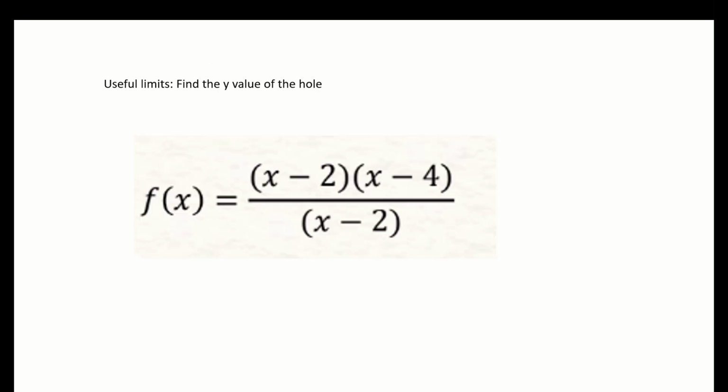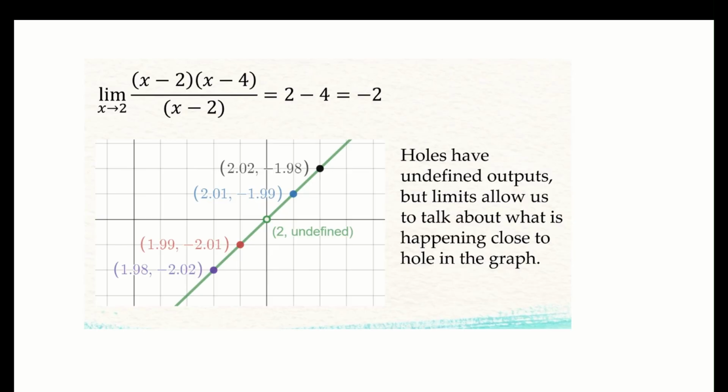You may remember from Unit 2 that there's a special key feature happening here at x equals 2, and that is a hole. And how we covered finding the y value of holes in the rational functions unit is you cancel those x minus 2 factors and then plug in 2 to whatever is left over. So we do 2 minus 4 is negative 2, okay?